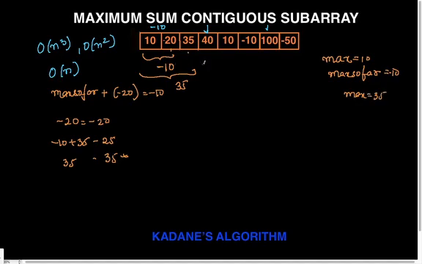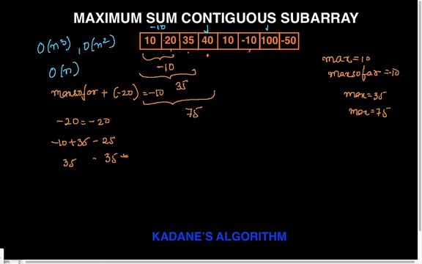Now we come to 40. Again we have two options, to use this max so far or to ignore it. Since 35 plus 40 gives me 75, which obviously is greater than 40, I'll use this 35 and 40, and our max so far becomes 75, and I update my max as well, which becomes 75, and max so far till 40 is 75.